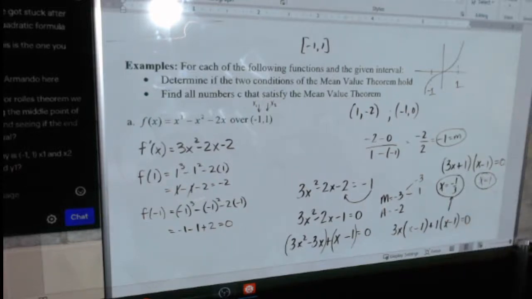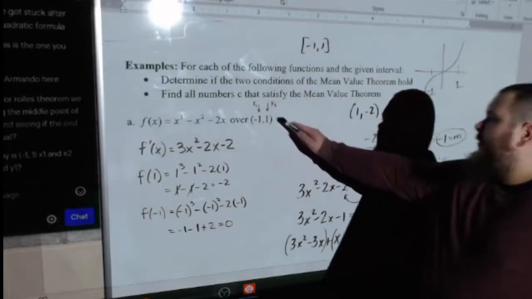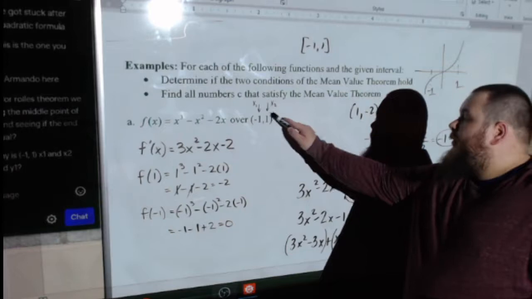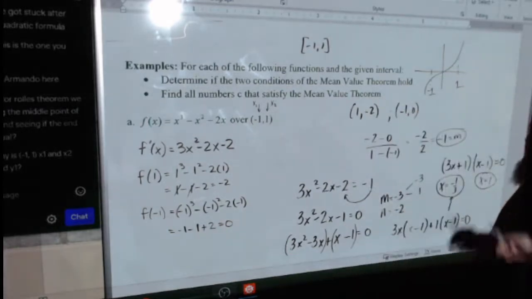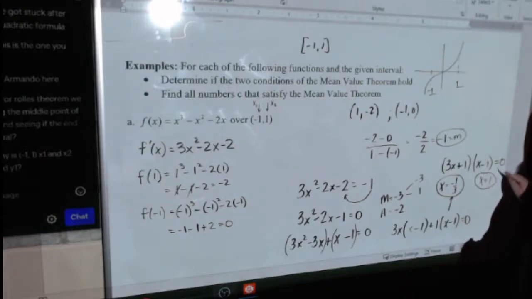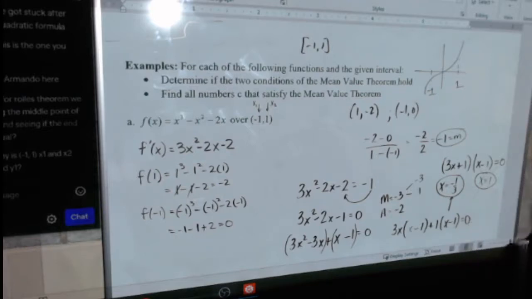Now it's important to note that the interval given was -1, 1, and we were not equal. So when we got x equal 1 over here, that doesn't work.